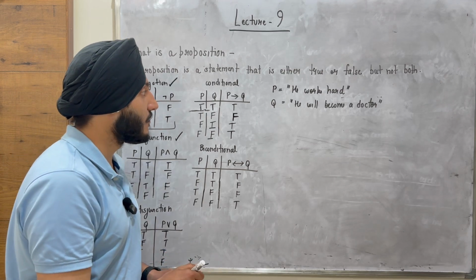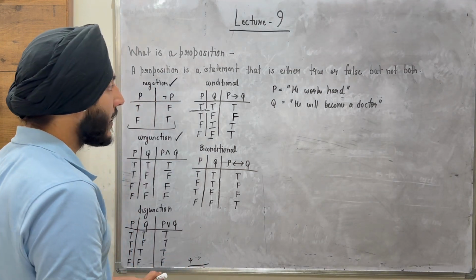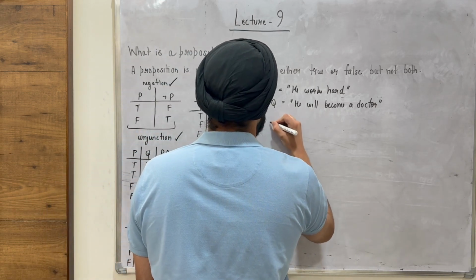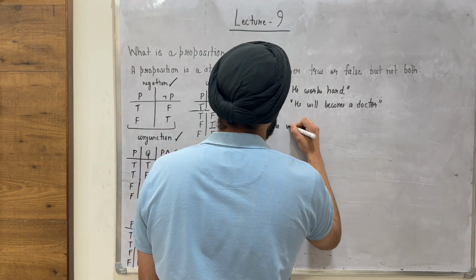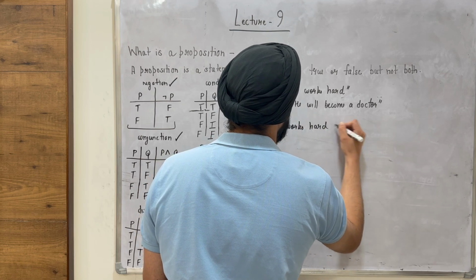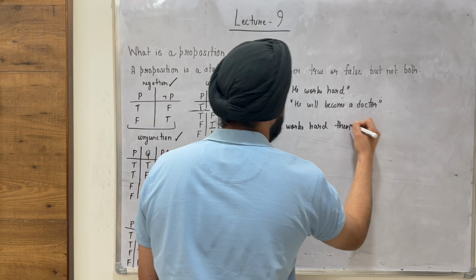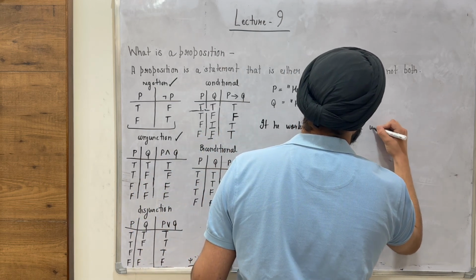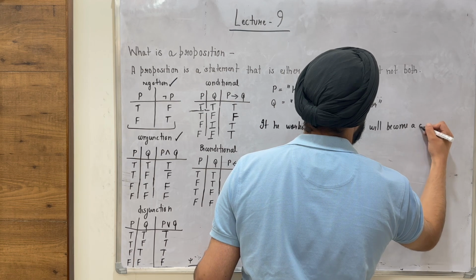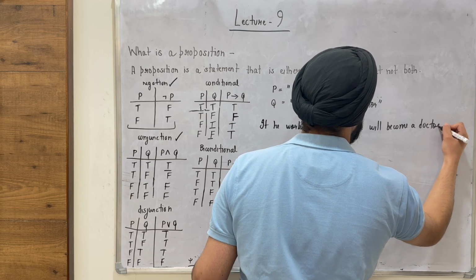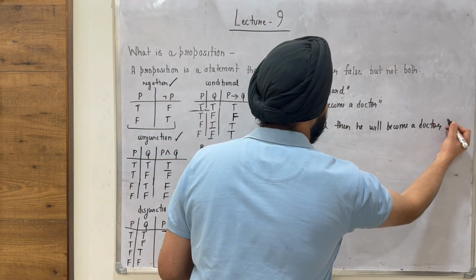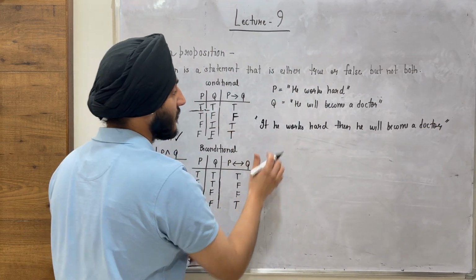So I hope you are able to understand it. Even if I try to explain it with this sentence over here, right? Let's say, if he works hard, then he will become a doctor. Let's try to understand each one of these conditions using this sentence.